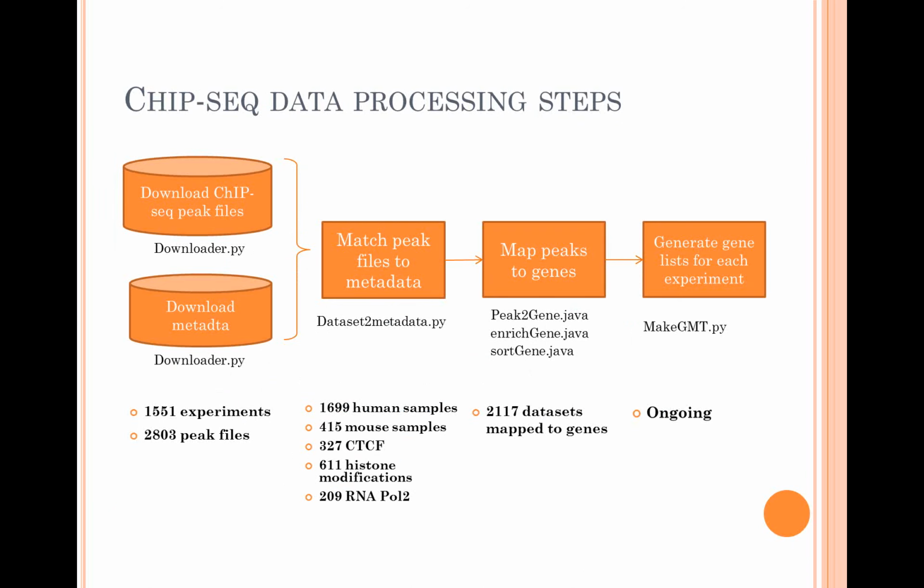So after I match the peak files to metadata, these peak files are in the BED format, meaning that for each peak there are chromosome coordinates. And then I take these coordinates and map them to genes, meaning that I look for the genes that are close to each peak. And then I generate a gene list for each of the experiments.